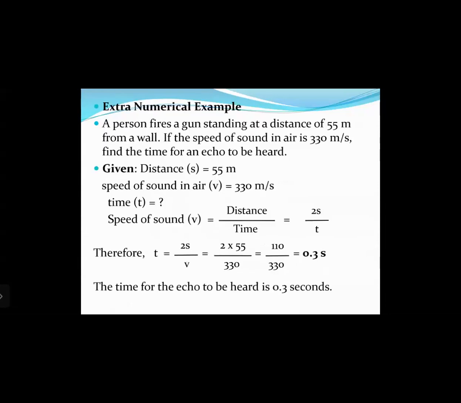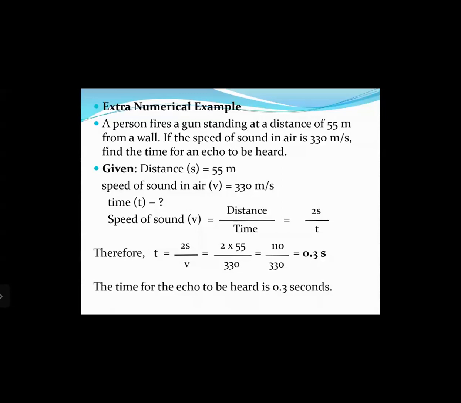The next one. Now these are extra numerical problems. These are not there in the textbook. So as we are solving them, you can take screenshots of these questions. Now, a person fires a gun standing at a distance of 55 meters from a wall. If the speed of sound in air is 330 meters per second, find the time for the echo to be heard. Right?